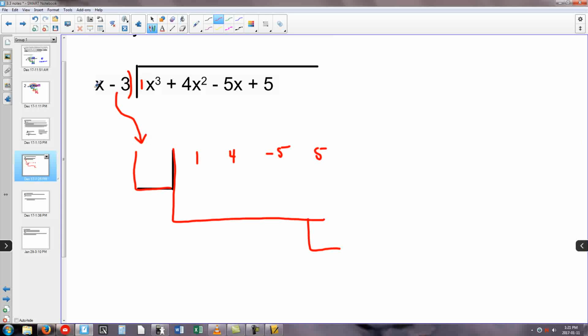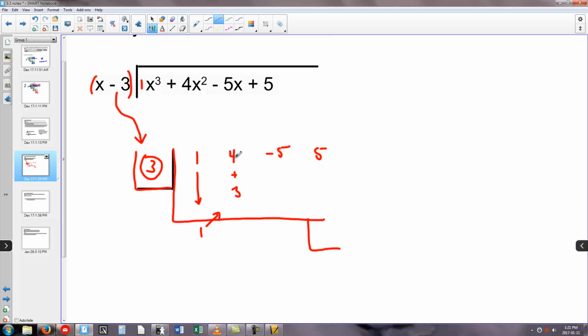We have a rule that whenever something's grouped with x, we take the opposite, or what would make it equal 0. So because this is x minus 3, I'm going to use a positive 3 here. To run through the process of synthetic division, we are going to add out and multiply in. So 1 plus nothing is 1. But to get back in, I'm going to times by 3. 1 times 3 is 3.